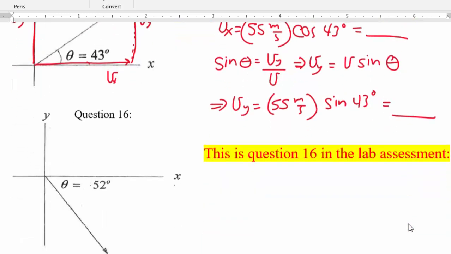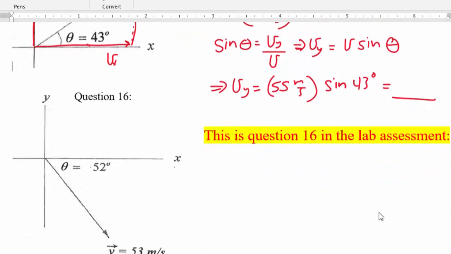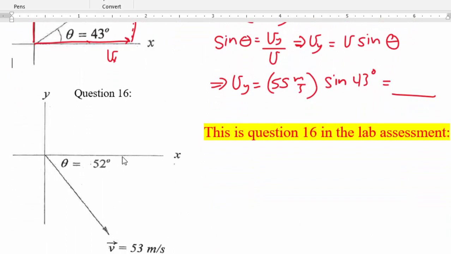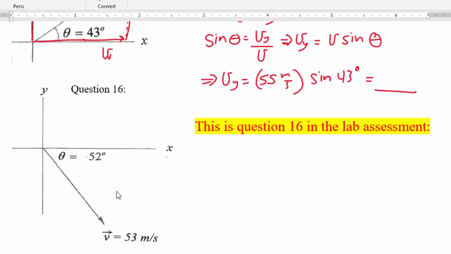Now in question 16, you do the same thing, but notice here that the x component will be positive because the projection of the vector on the x-axis will be in the positive x direction, while the y component will be negative because the projection of the vector v on the y-axis is in the negative y direction.